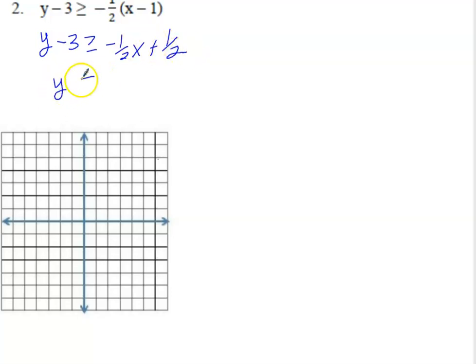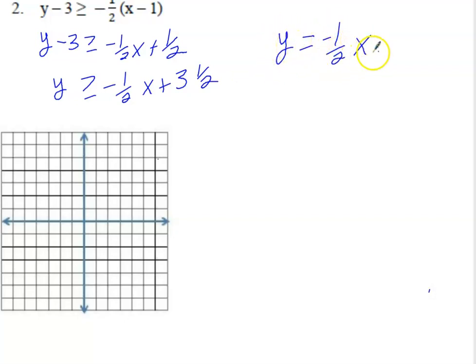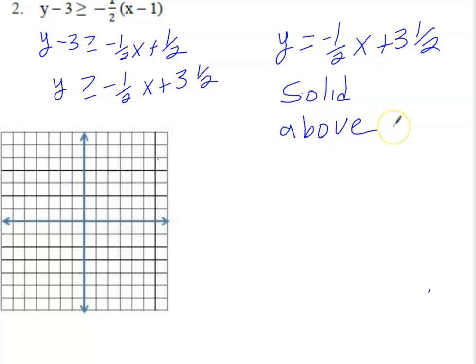And then we're going to add 3 to both sides. So y is greater than or equal to -1/2 x plus 3.5. So our equation we're going to graph is y equals -1/2 x plus 3.5. We're going to use a solid line because we have the or equal to part, and we're going to shade above because it's greater than.